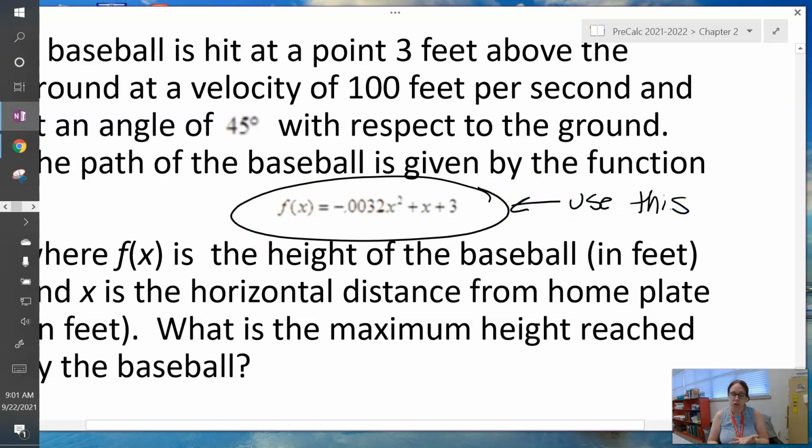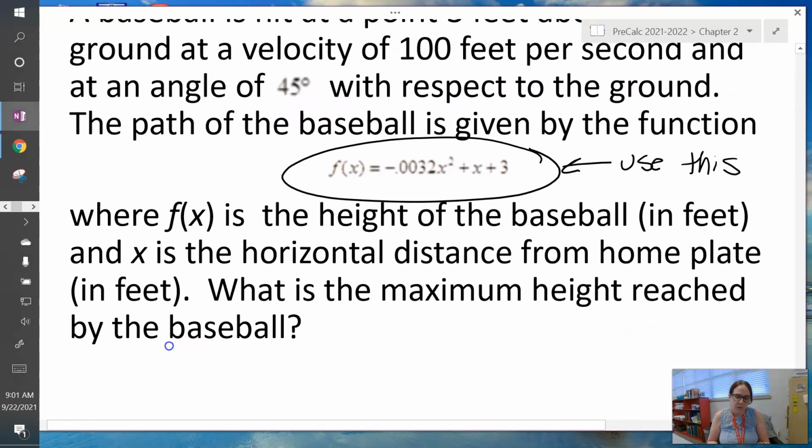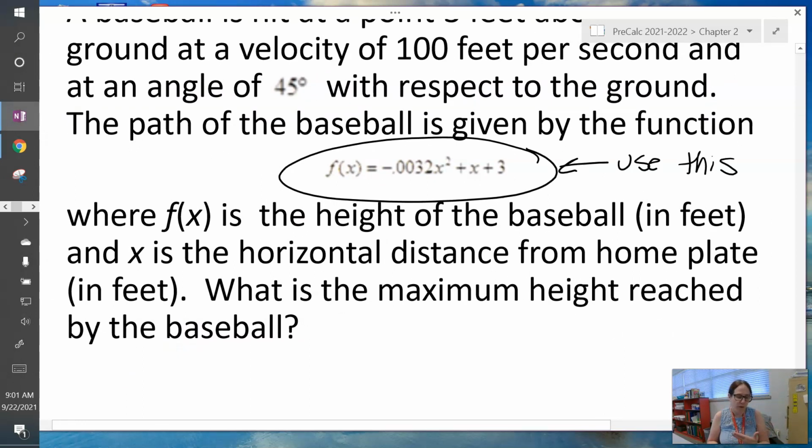It's given you the equation. It says where f of x is the height of the baseball in feet, and x is the horizontal distance from home plate in feet. What is the maximum height reached by the baseball? We're going to use that equation and our calculators to find the maximum height.